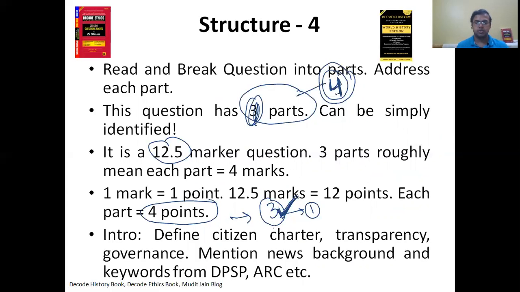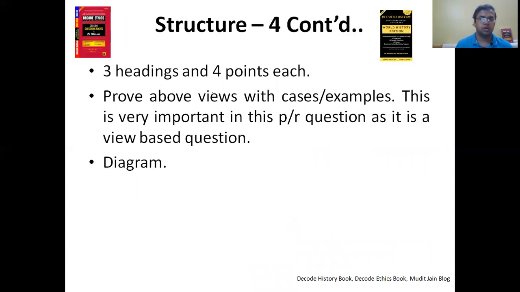Here, see, I have mentioned citizen charter, transparency, governance, mention the news background, and keywords from DPSP and ARC. Like ARC has said a lot about transparency and citizen charter. So as soon as you see a question on transparency, you should be able to recall that you read the transparency word, or RTI, or governance in the ARC index. And then, as I told you before, write whatever you want, and in front of that just write as per ARC. So now it is no more three, it is four headings, 3 points each.